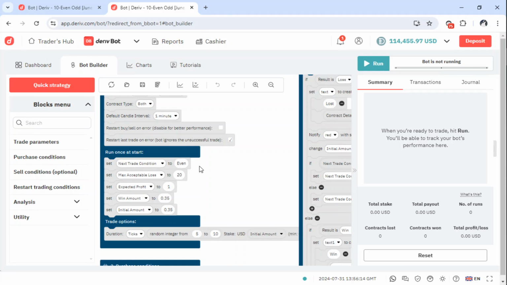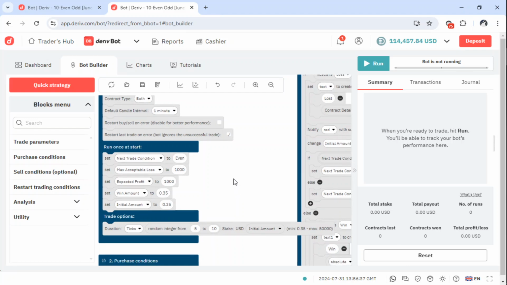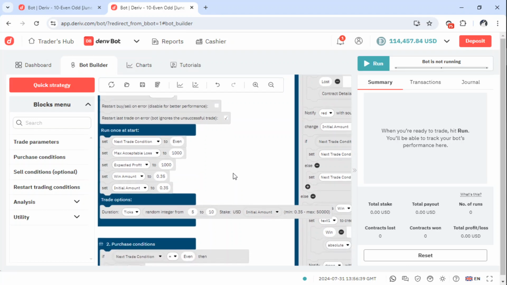Now, next trade condition to even max accepted loss is 20 by default, but you can change that one to, let's say, 1,000. Expected profit, let's change that to 1,000 so that we can give it room to run, because this is demo money, so we don't mind. We are interested in the data.